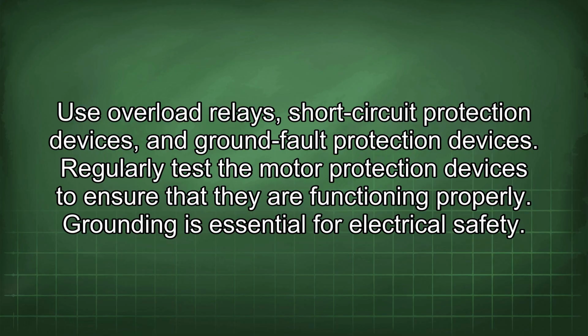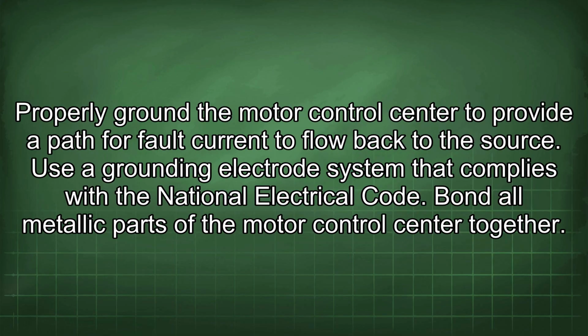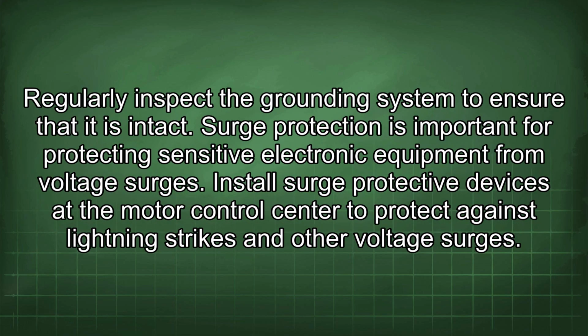Grounding is essential for electrical safety. Properly ground the motor control center to provide a path for fault current to flow back to the source. Use a grounding electrode system that complies with the National Electrical Code. Bond all metallic parts of the motor control center together. Regularly inspect the grounding system to ensure that it is intact.